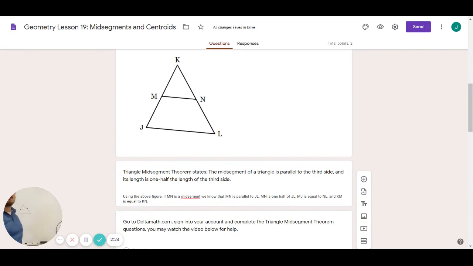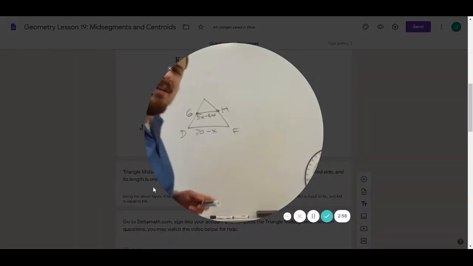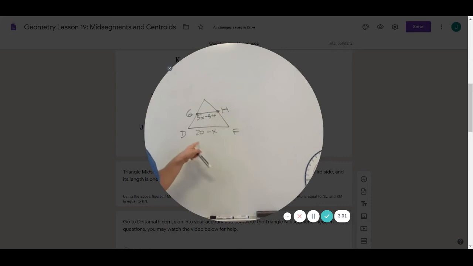They tell me that GH is 5x minus 34. Actually, I'm just going to use the figure I drew for you. So we have GH and we have DF, and they tell me that GH is 5x minus 34 and that DF is 20 minus x. They want us to find the measure of DF. Let me go back here so you can see what I'm drawing. I've labeled what we have, GH and DF, and we need to find DF.